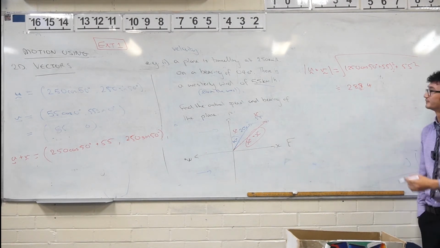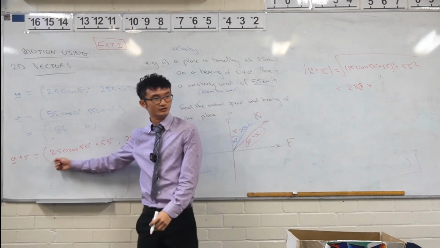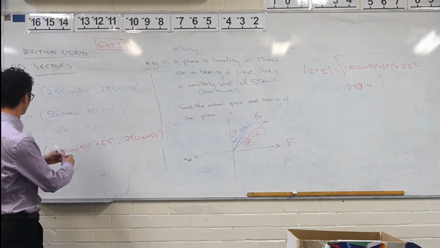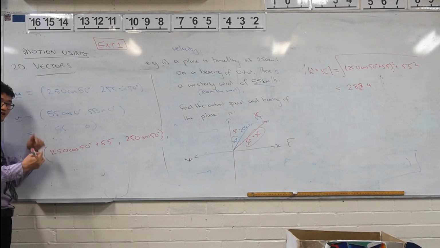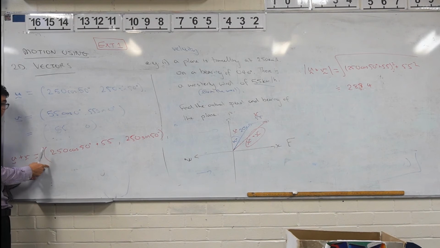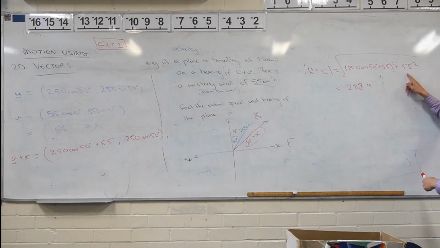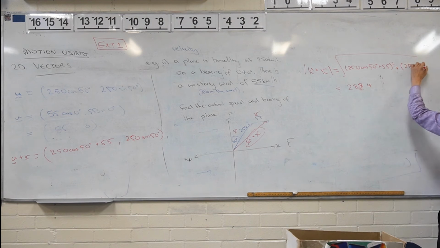Why is it plus 55? Because remember, we're finding u plus v. 55 was the x component of v, so you have to add them together for u plus v. But the y component shouldn't have the 55. It should be 250 sine 50 degrees. Yes, you're right, sorry. 250 plus 250 sine 50 degrees.